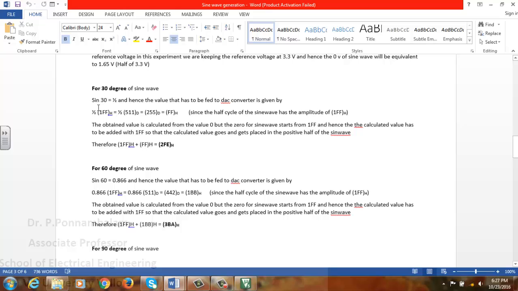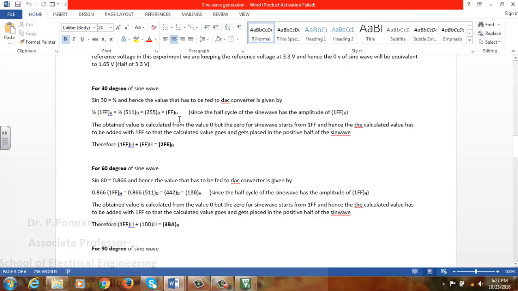When you divide by 2, it is always better to convert this 1FF to a decimal value. When you convert it, it becomes 511, and 511 divided by 2 is 255. It's not exactly 255, it is 255.5, so I have rounded it off to 255, and its equivalent value is FF in hexadecimal.